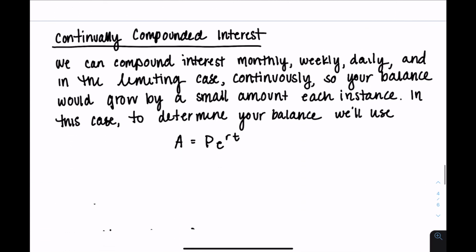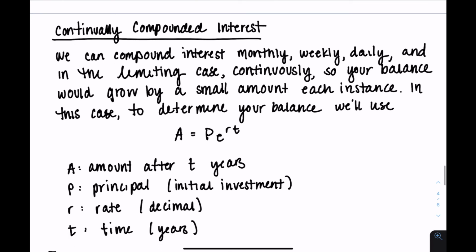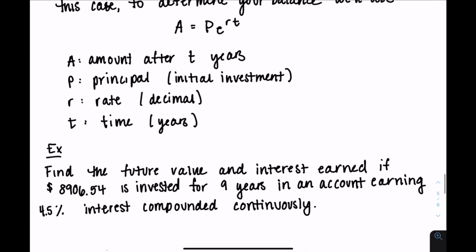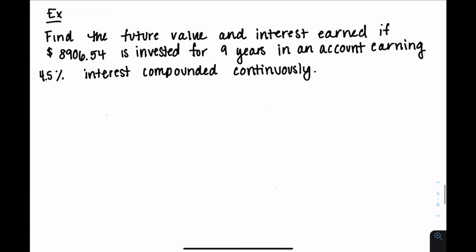So everything still has the same interpretation. A is the amount after t years. P is your initial investment. r is your rate, which is a decimal, and t is the time in years. So the variables still have the same meanings. So let's try one last example. Let's find the future value and interest earned if $8,906.54 is invested for 9 years in an account earning 4.5% interest compounded continuously.